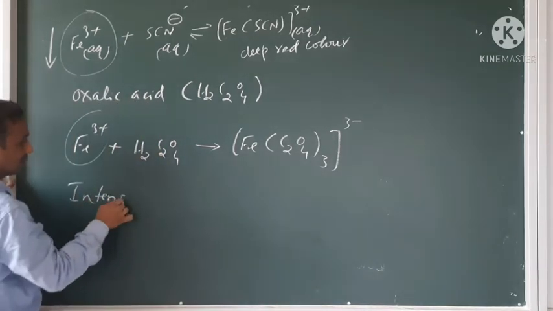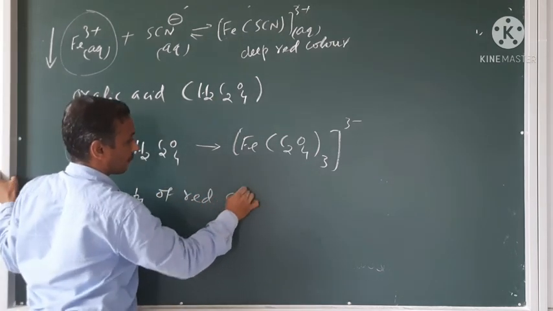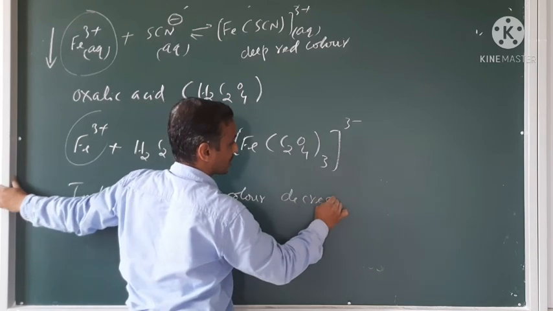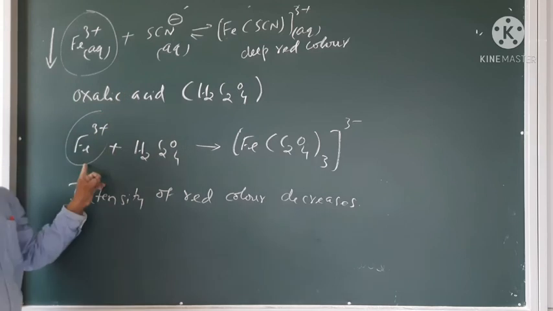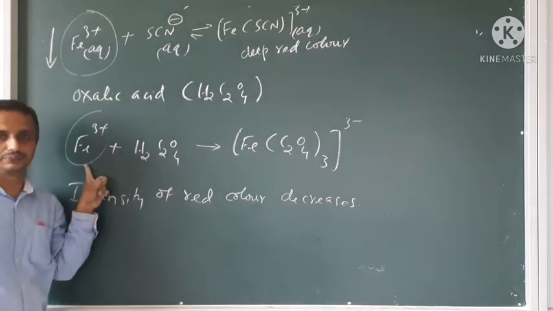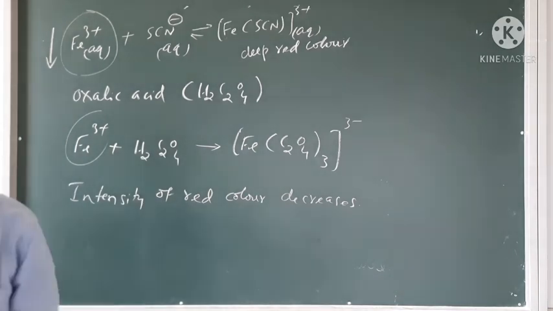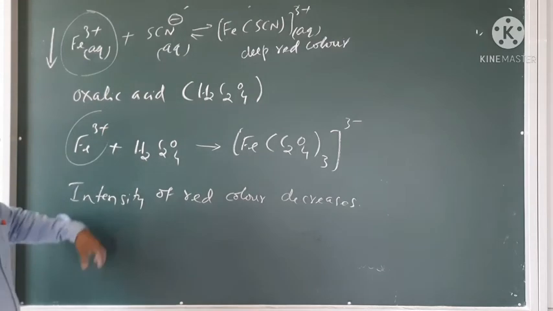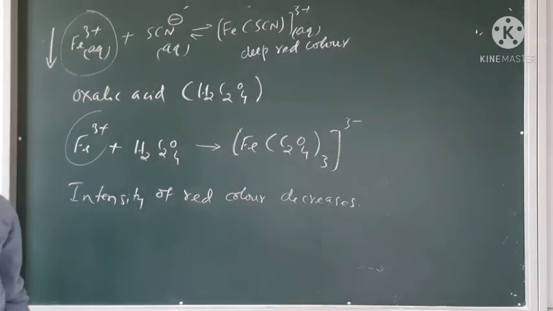Intensity of red color decreases. Why does it decrease? Because oxalic acid reacts with the Fe3+ ion, and by this reaction the reactant concentration decreases.